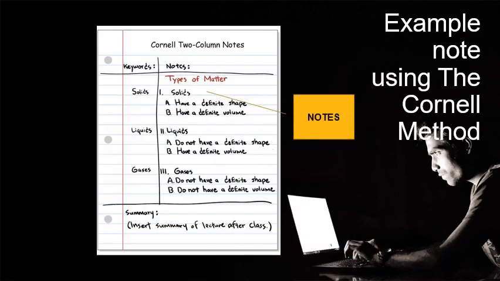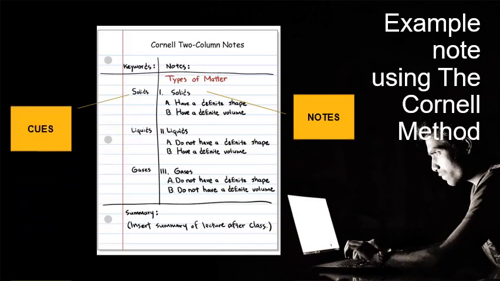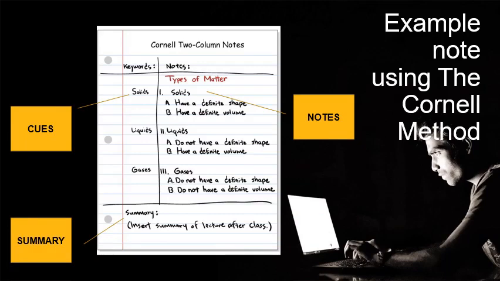This is an example note using the corner method. It has three sections: the notes, the cues, and the summary. You may put the main point in the cue section so that it's easy for you to find the particular explanation about the topic.